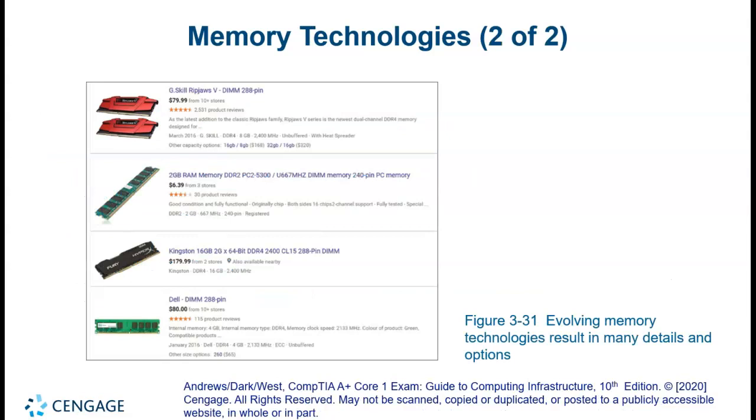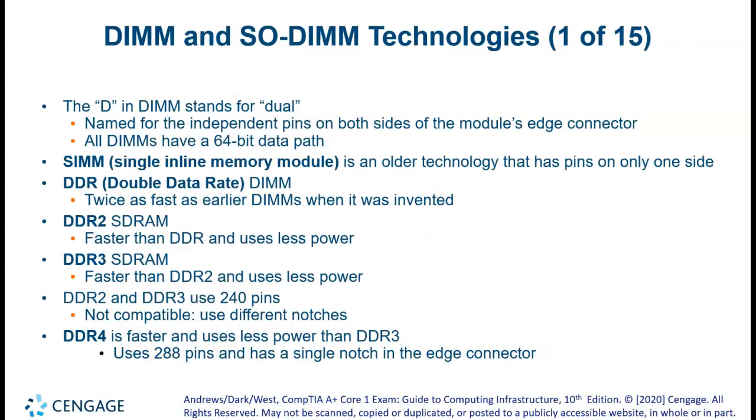Evolving memory technology results in many different details and options. Right, here are the different types. DIMM and SODIMM technologies. The D in DIMM stands for dual, named for independent pins on both sides of the module's edge connector. All DIMMs have a 64-bit data path. SIMM, single inline memory module, is an older technology that has pins only on one side.